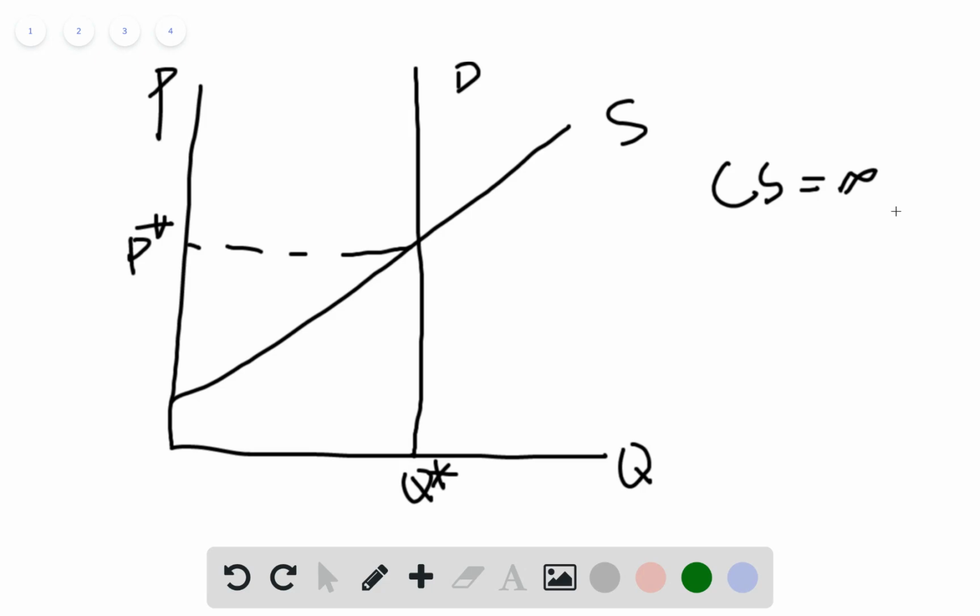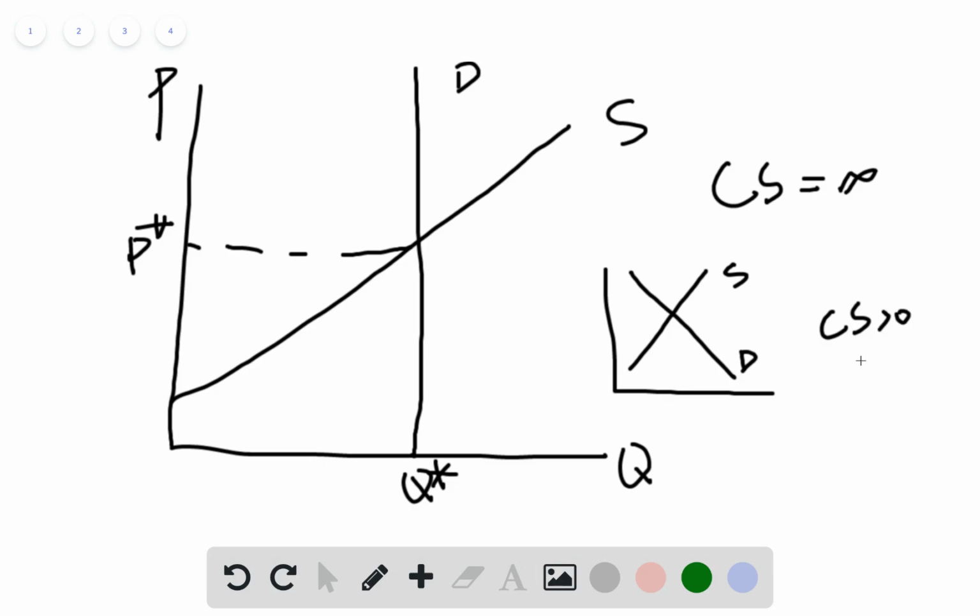So this is a really weird case because previously we always had a downward sloping demand curve. A downward sloping demand curve is a very general case. That means the higher the price, the less the consumer is willing to pay. And in that case, if we have a downward sloping demand curve, small graph here, this is the demand here, and an upward sloping supply curve, then the consumer surplus is a finite number. It's greater than zero and is a finite number.